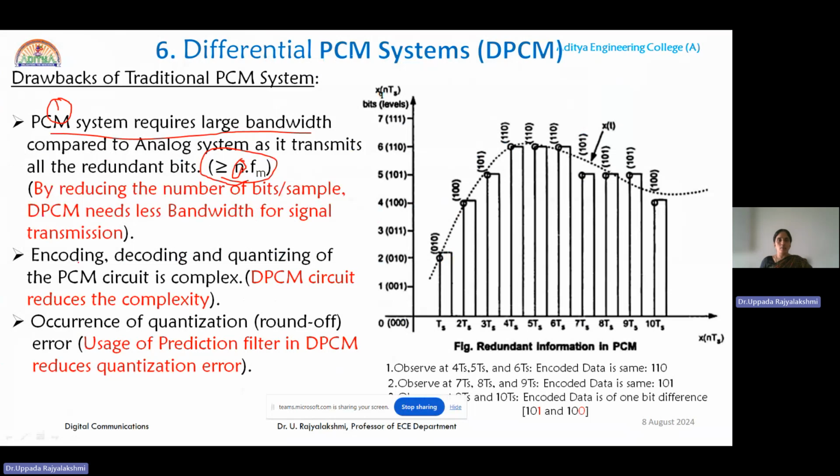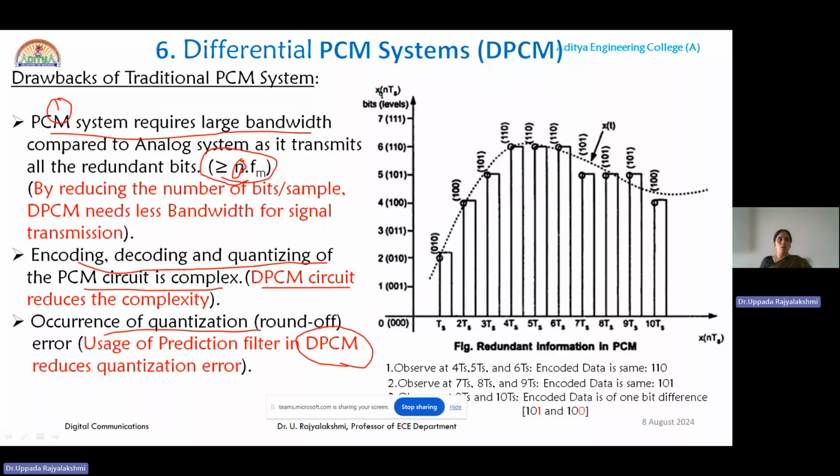And the second difficulty with the PCM system is the encoding, decoding, and quantization process. The process is completely complex. So in order to simplify that, we are going to move to the differential pulse code modulation circuit, which will reduce the ambiguity in the PCM. And here the quantization error obtained from the PCM system can be somewhat reduced by using the DPCM technique. In DPCM, we will use the prediction filter that will eliminate this quantization error.